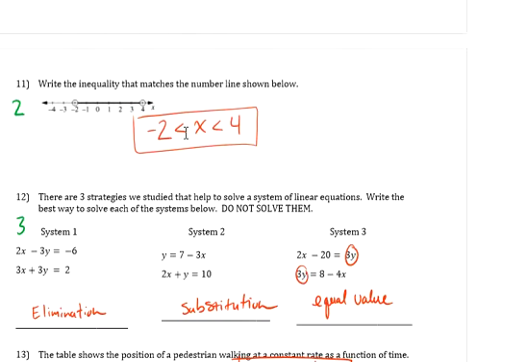This inequality says x's are those things that are larger than -2 and less than 4. X's are between that. Notice when I write this down, I'm saying the smallest is -2, x is somewhere in the middle, and the largest is the 4.